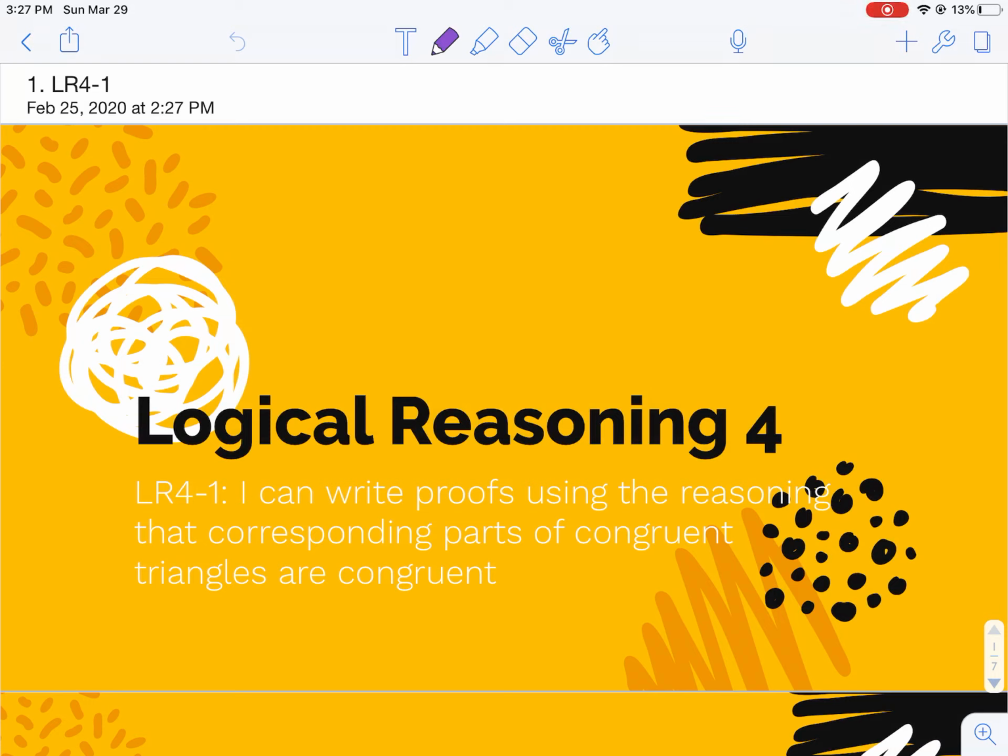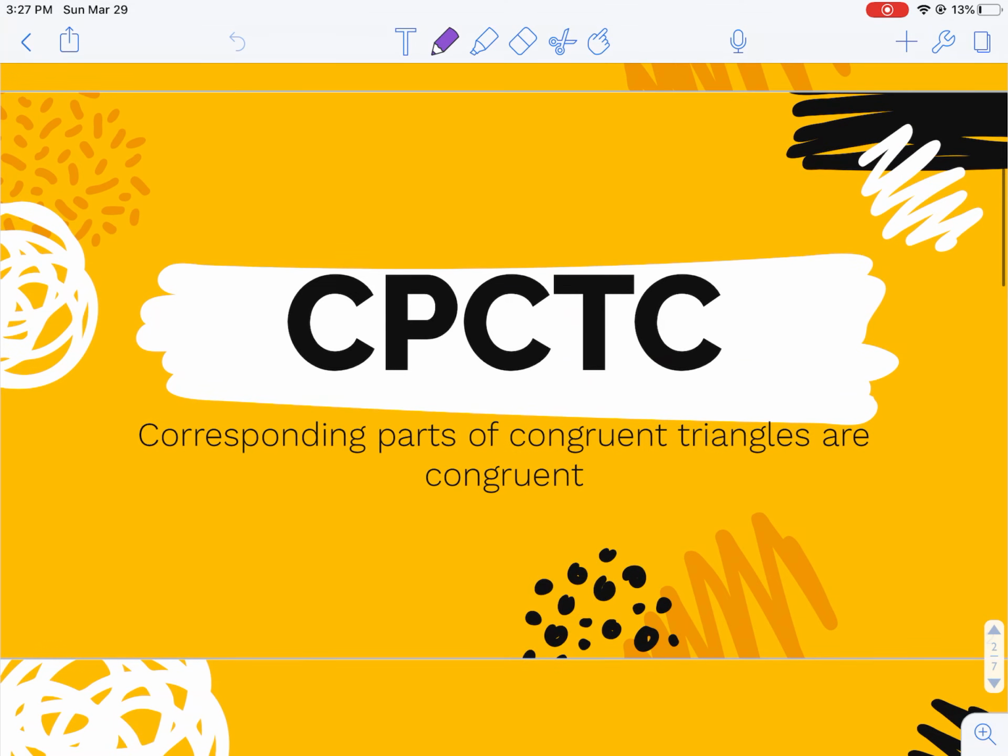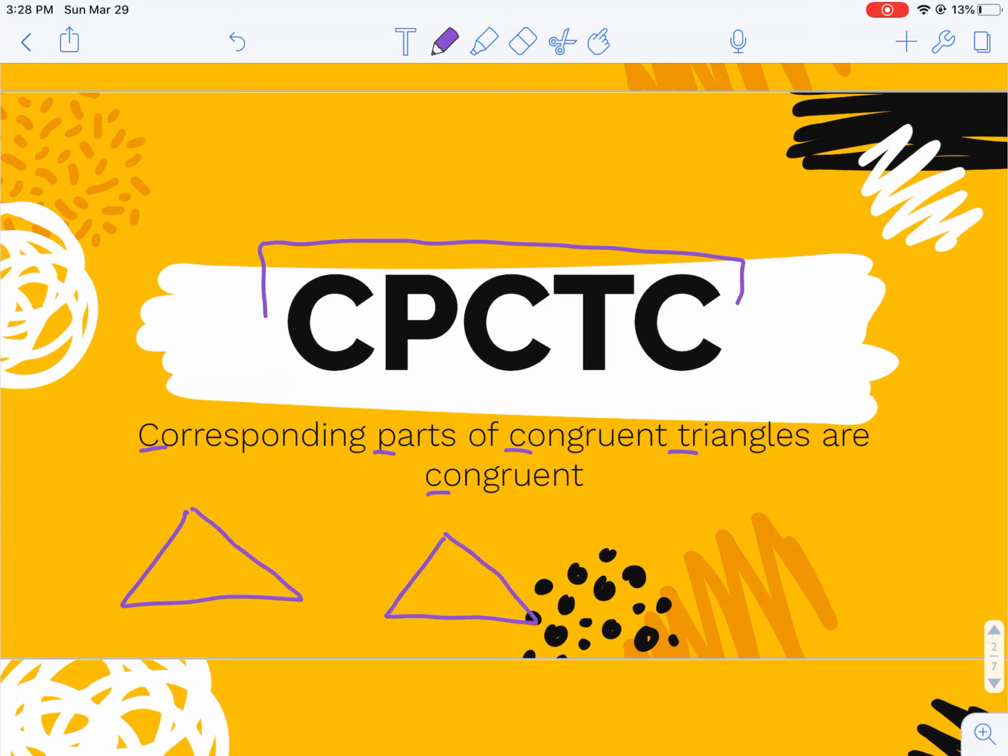In LR4-1, we're going to write proofs using the reasoning that corresponding parts of congruent triangles are congruent. You will often see the shortcut CPCTC to stand for corresponding parts of congruent triangles are congruent. And what that means in English is, hey, if I know these two triangles are congruent, all of their parts that match up are also congruent.